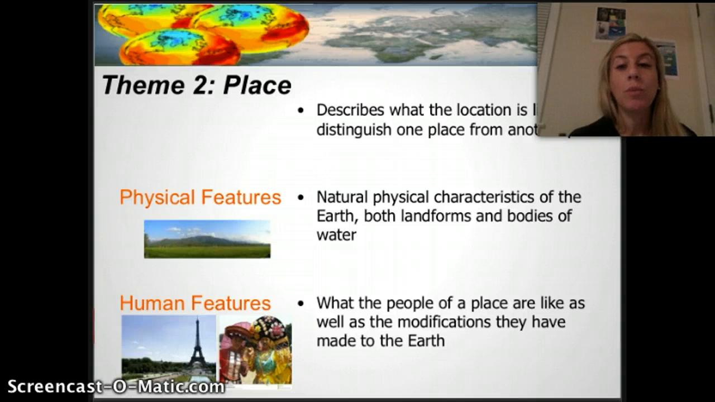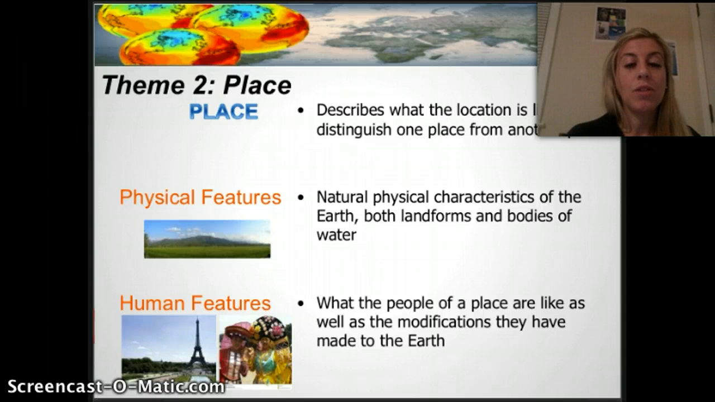Or you can have your human features of a place. These would be things that describe the people of the place, for example, their culture, their religion, or the modifications that they have made to a place. For example, the cities that they've built, or the structures like bridges and monuments. Physical features also include animal and plant life of a place. So you need to think about vegetation if you're thinking about physical features, where you would think about language, people, or man-made structures for human features.